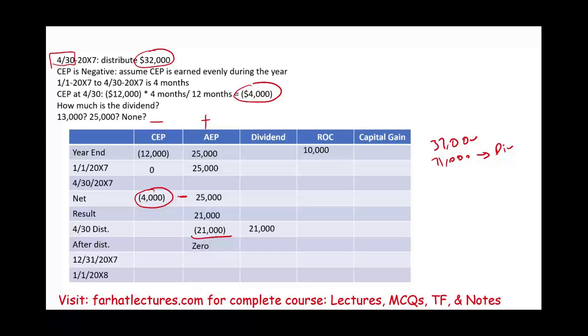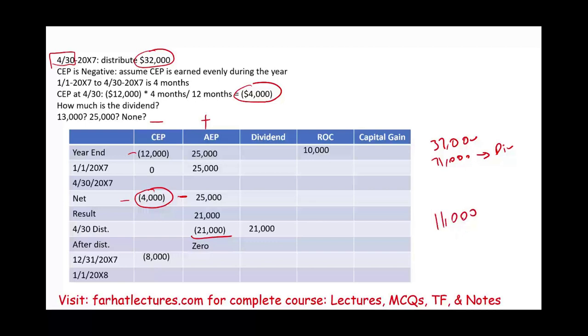Now, we distributed 32. We used up 21. Well, it means we still have to account for the remainder of the payment. How are we going to treat this? But remember, also the CEP balance is negative 8,000, because it was negative 12. We used up 4. We still have negative 8. And now the remainder is how much? The remainder is 11,000. We still have 11,000 out of the 32.